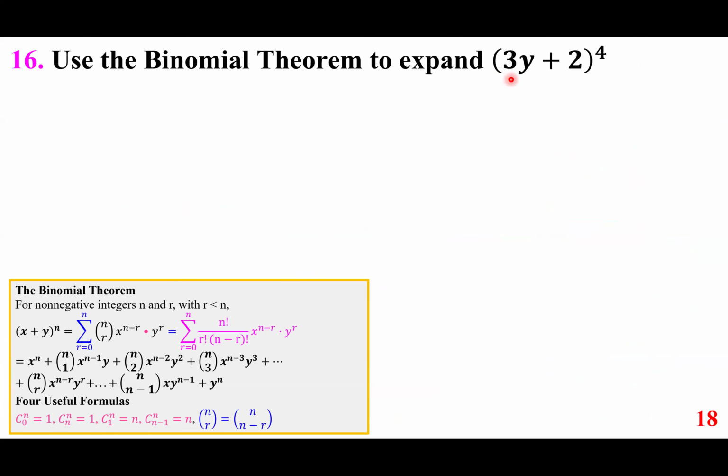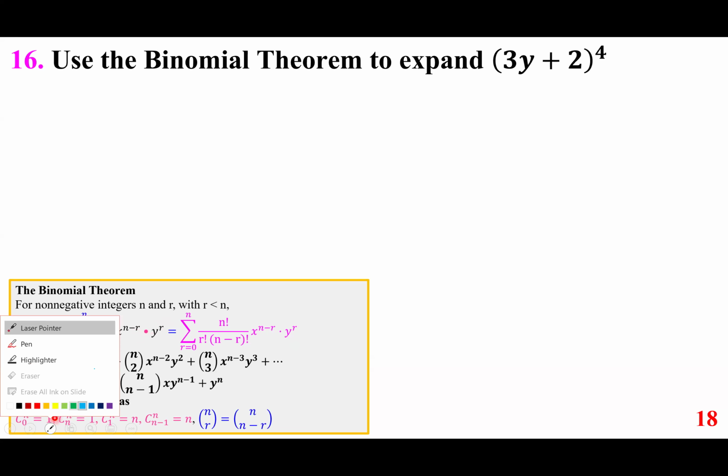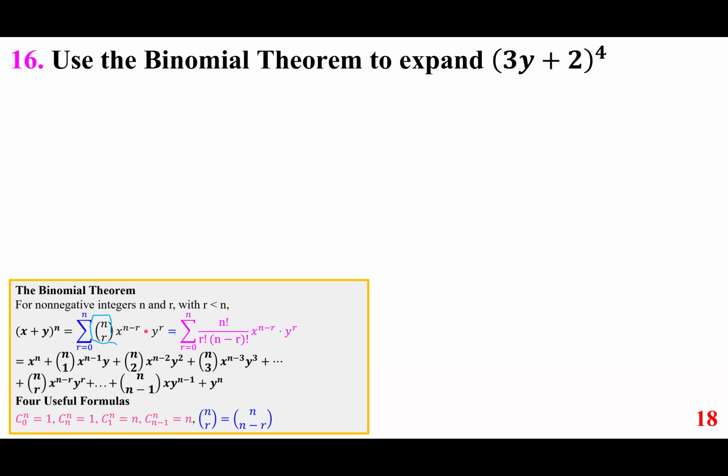Use the binomial theorem to expand 3y plus 2 to the power of 4. Reminding everybody, for non-negative integers n and r with r less than n, x plus y to the power of n is what I mentioned there, and there are two ways to write it. Summation r going from 0 to n of n choose r, x to the power of n minus r, y to the power of r. And n choose r is this, and these two are the same. So again, this part is the same as this part.